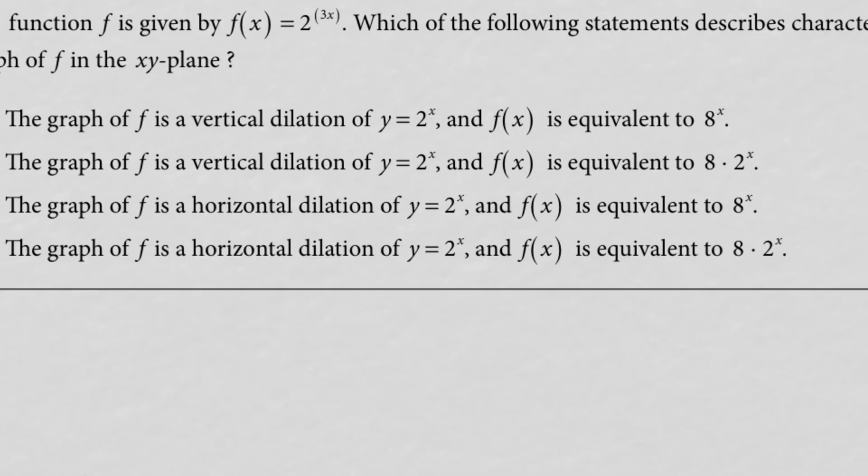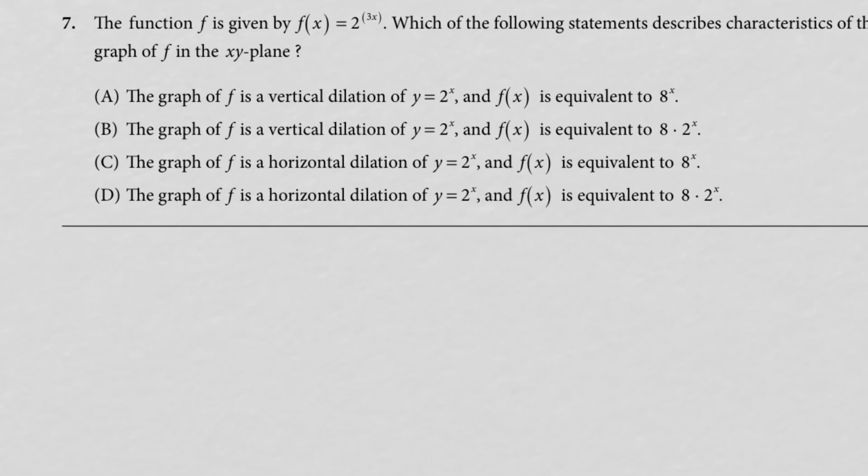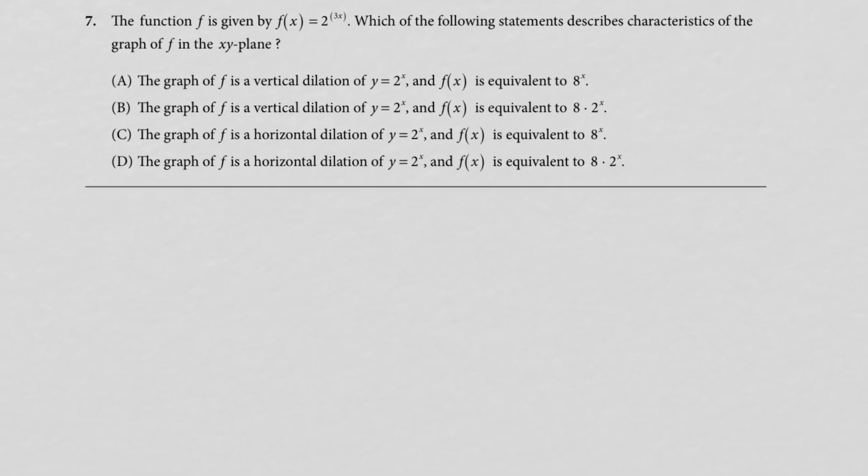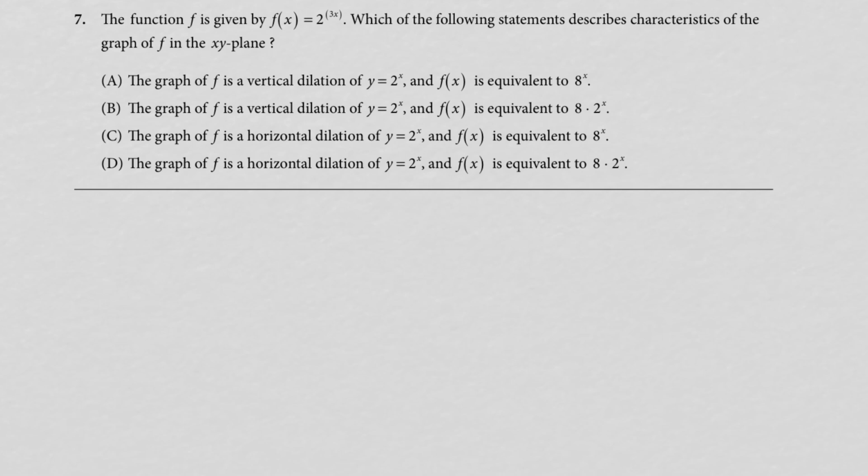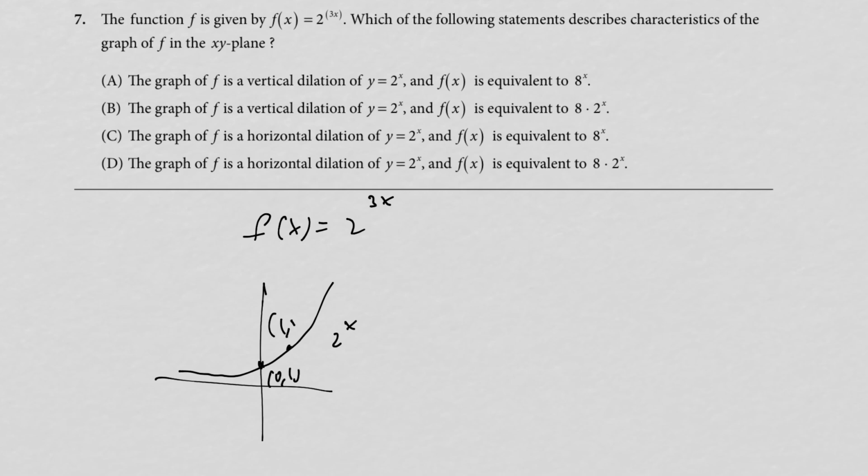Number 7. f of x equals 2 to the 3x power. And they want to know, what is it? I think what they're getting at here is the graph of it. So 2 to the x, without the 3 there, would have (0, 1), (1, 2), and (2, 4).